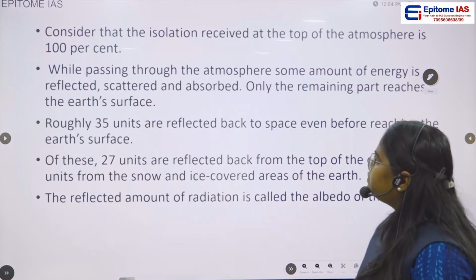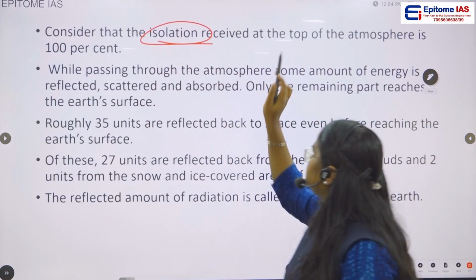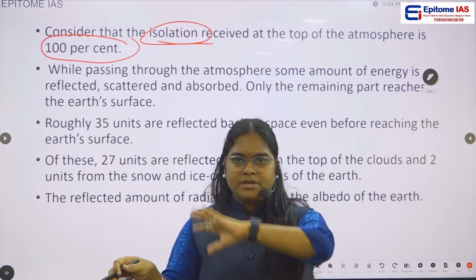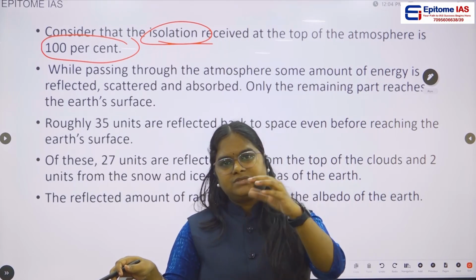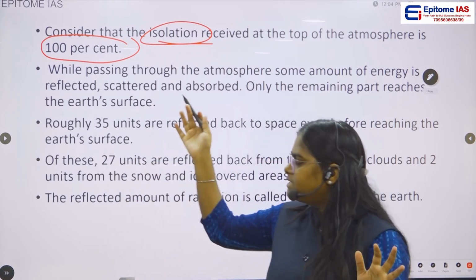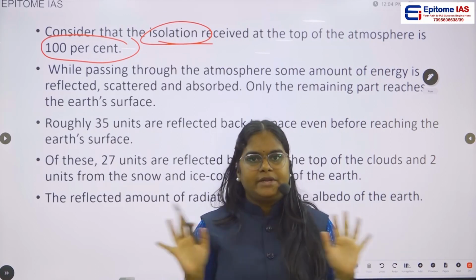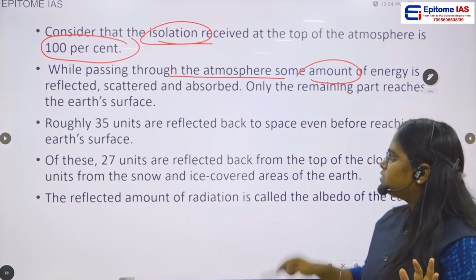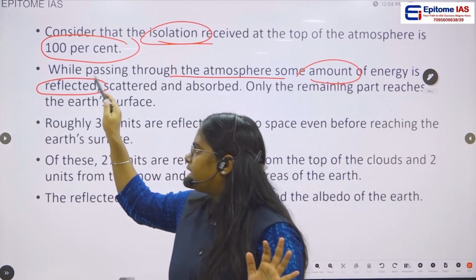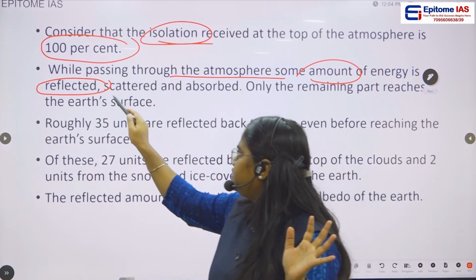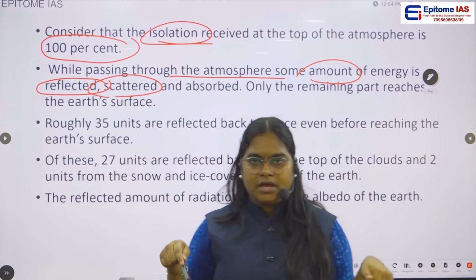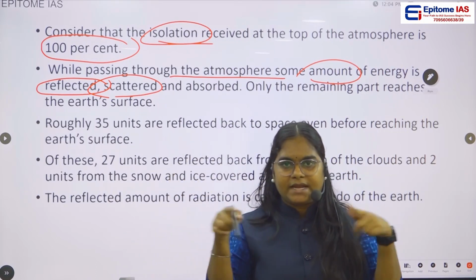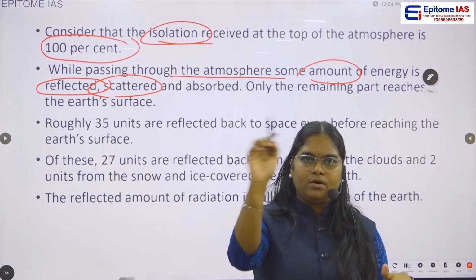Okay, so if you see here, consider that the insolation received at the top of the atmosphere is 100 percentage. No need to remember these percentages and everything. Just try to remember how things work. So let us say the incoming solar radiation is 100 percentage. Then while passing through the atmosphere, some of the insolation gets reflected back to the space, and some of it gets scattered. I told you the example of a dust particle. The dust particle will actually scatter the incoming solar radiation in all the directions.